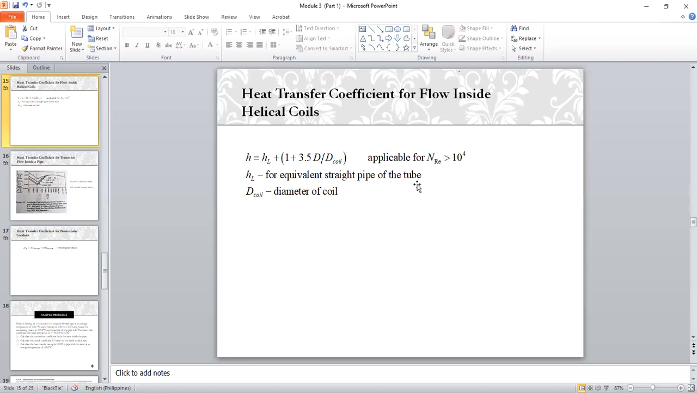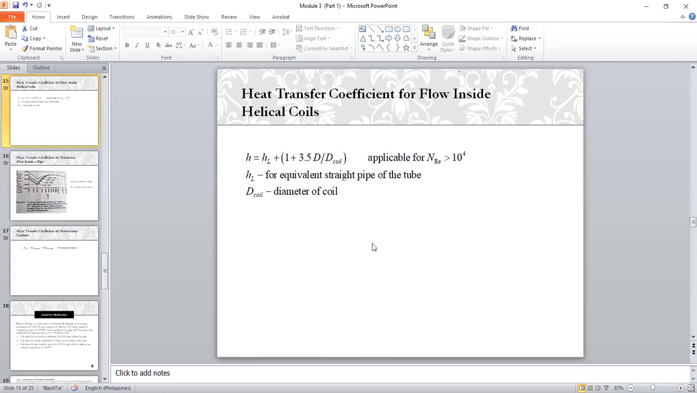So what would be the corresponding heat transfer coefficient if it were a straight tube? Okay, that is why you have this correction, class. So that way you will have this new h to substitute in the formula for your heat transfer rate, in which you have the heat transfer coefficient. The D with the subscript coil is the diameter of your coil. So this one is for helical coils.